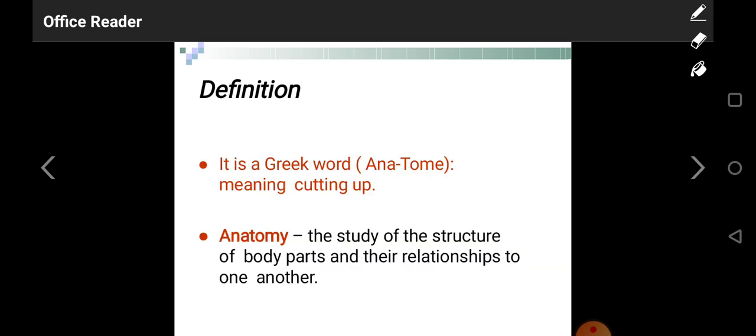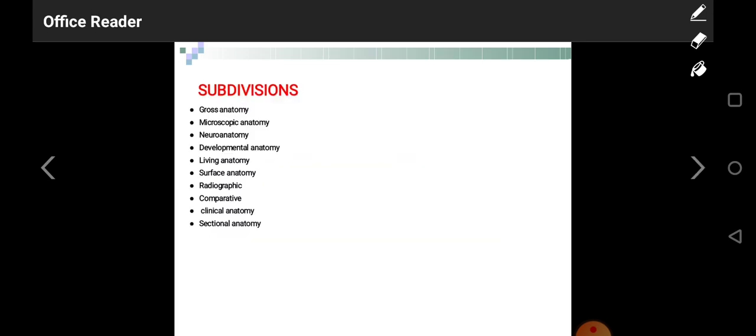Now, the definition of anatomy. Anatomy is a Greek word, anatome, which means cutting up. Anatomy is the study of the structure of body parts and their relationship to one another.